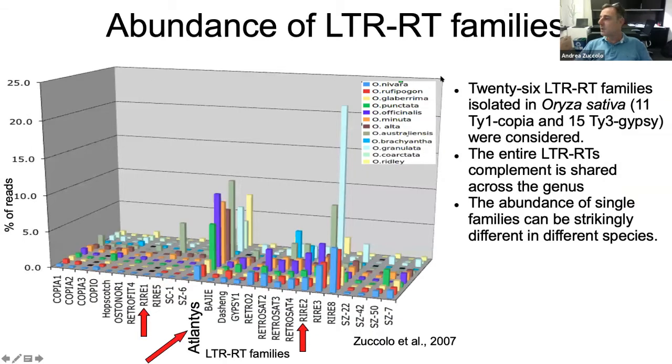Here, we went into detail regarding 26 families of long-terminal repeat retroelements, 11 Copia and 15 Gypsy, that were searched across the 12 species. And it is possible to appreciate 2 important things. First, that all of these families are represented in each single species.